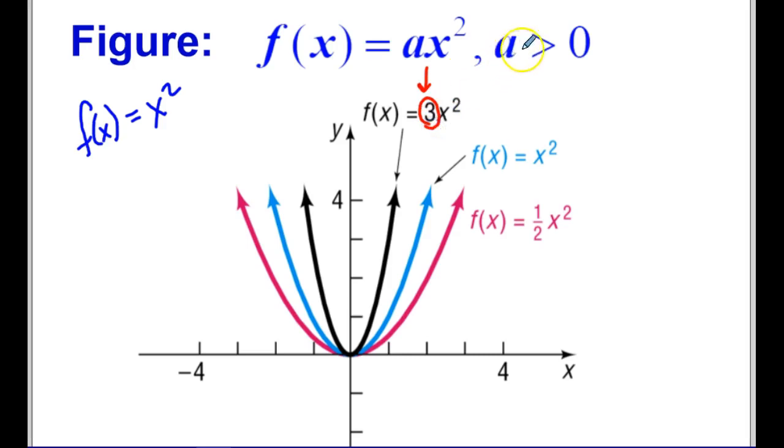So when this value is greater than 1, I have a stretch. When this is a fraction, right? So here's my a value. This is what we call a vertical shrink. It gets shorter and fatter.